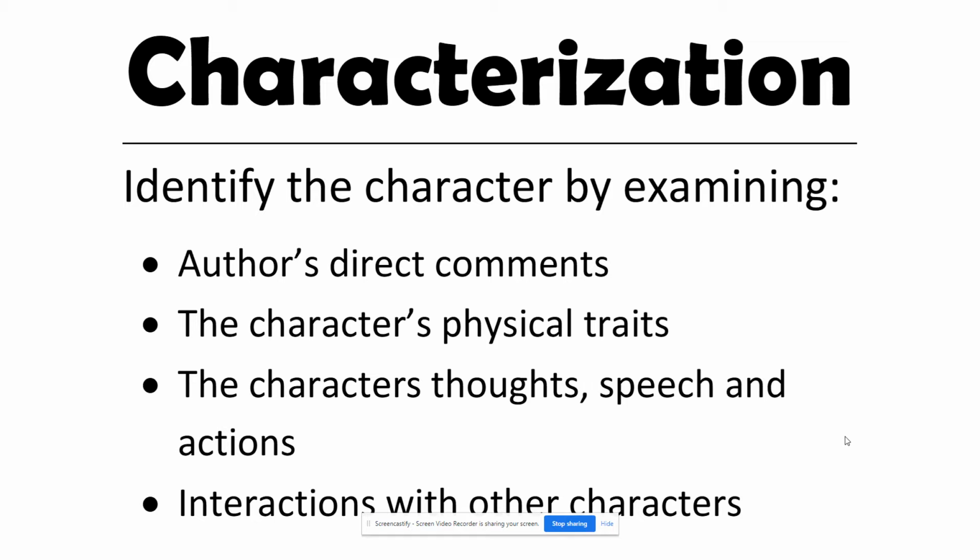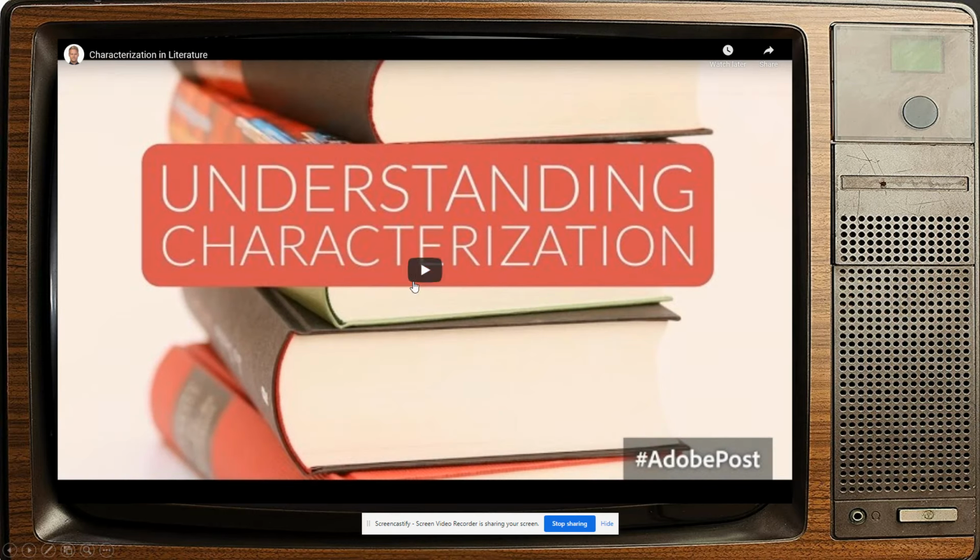So when you're looking at a character, you can do direct or indirect characterization. So you're looking at things the author says, you're looking at any physical traits they might have, anything the character says, thinks, or does, but also interactions with others. How do they treat others, and how do others treat them? So let's watch this short video for a little more clarification here on characterization.